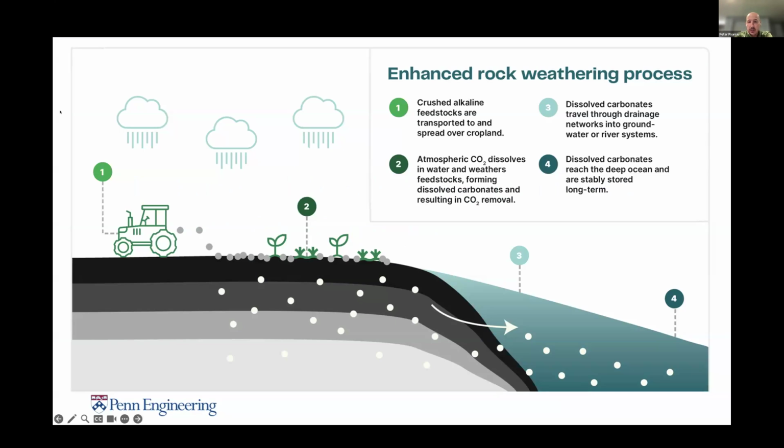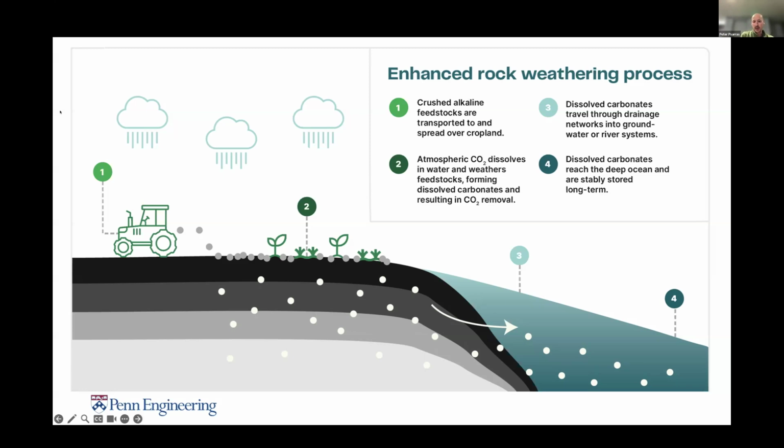And I think maybe first we'll talk about what rock weathering is. It's a simple premise in that when some rocks dissolve, they absorb CO2. We've observed this for a very long time. The problem is it takes a very long time. It's part of our natural carbon cycle, and we don't have tens of thousands of years to wait for this to happen naturally.